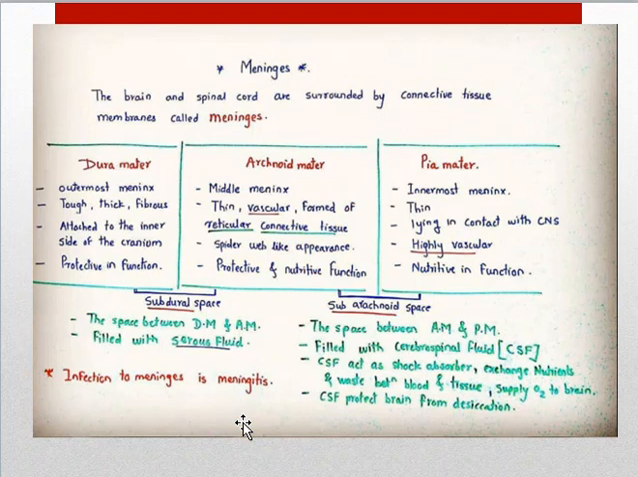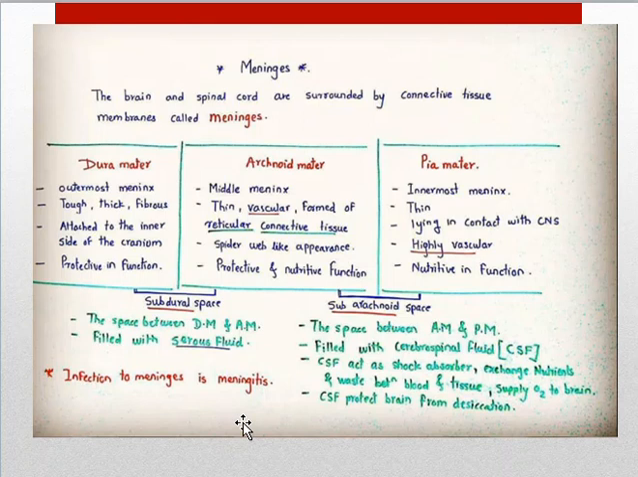Meninges. What are meninges? The brain and spinal cord are surrounded by connective tissue membranes called meninges. There are three types of meninges: dura mater, arachnoid mater and pia mater. Dura mater is the outermost meninges. It is tough, thick and fibrous. It is attached to the inner side of the cranium, and its function is to protect the cranium.